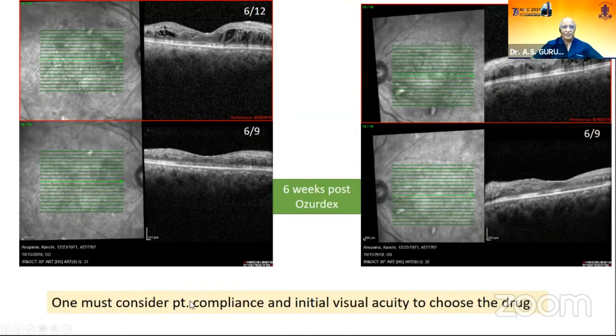So what we must consider is patient compliance, whether the patient is able to come or not for follow-up. And the initial visual acuity to choose the drug is another factor that we would like to consider, because this patient had poor vision and aflibercept probably works better.